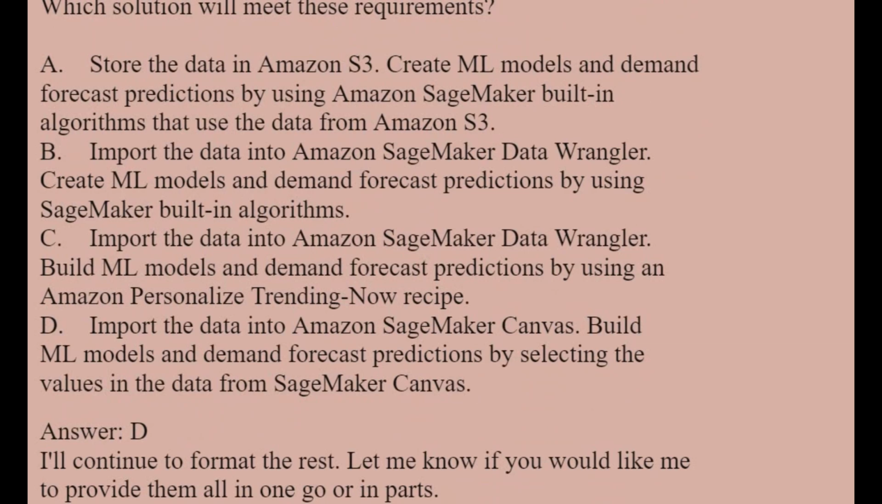Option C, import the data into Amazon SageMaker Data Wrangler. Build ML models and demand forecast prediction by using an Amazon Personalize Trending-Now recipe. Option D, import the data into Amazon SageMaker Canvas. Build ML models and demand forecast predictions by selecting the values in the data from SageMaker Canvas. Correct answer is option D.